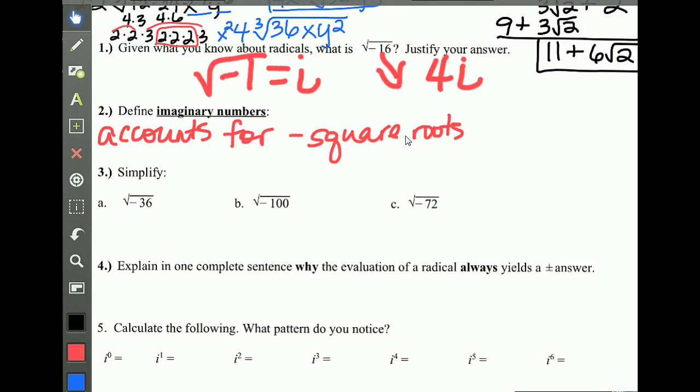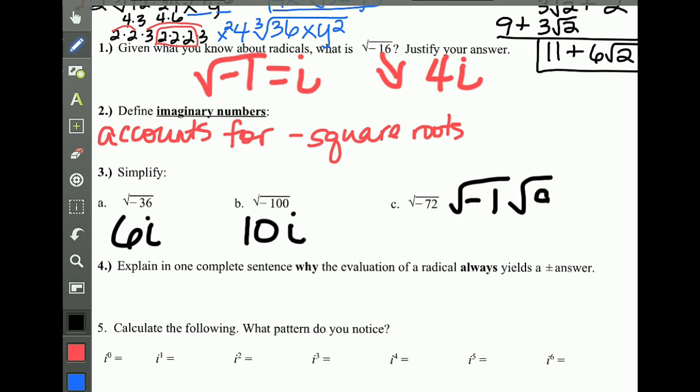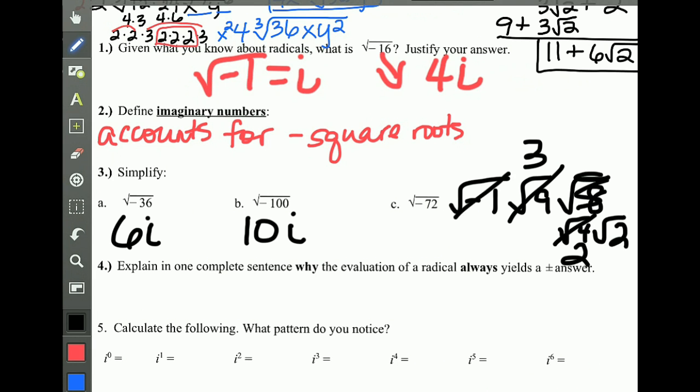Okay, so for A, you should have gotten 6i. For B, you should get 10i. And for C, we've got to break that down. So that's the square root of negative 1, square root of 9, square root of 8, which is the square root of 4 times the square root of 2. So the square root of 4 is 2, the square root of 9 is 3, and the square root of negative 1 is i. So we've got 3 times 2, which is 6i, times the square root of 2. Okay?